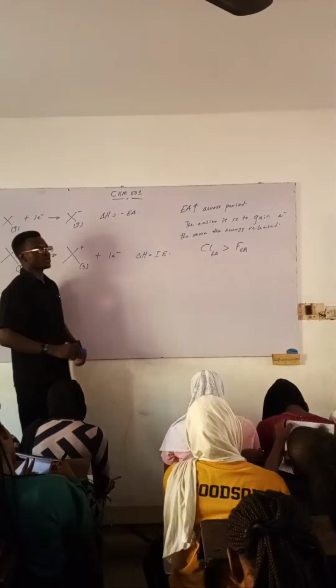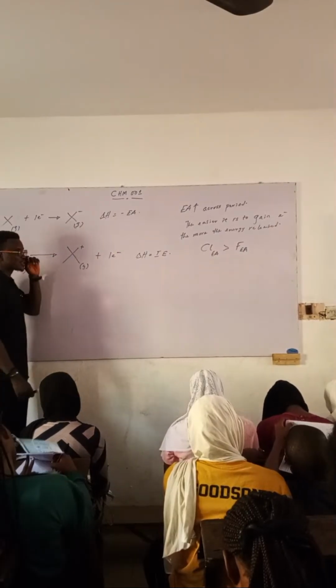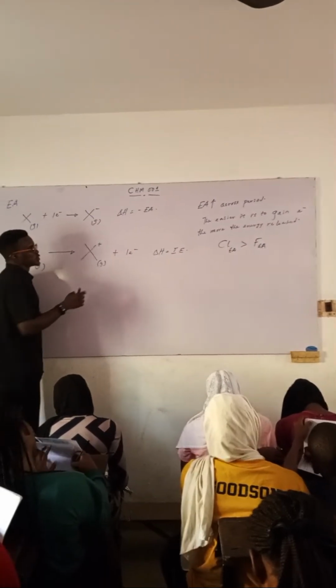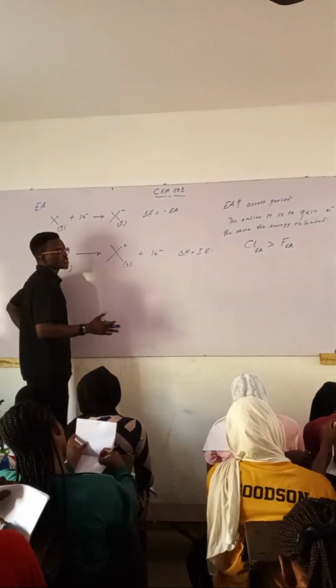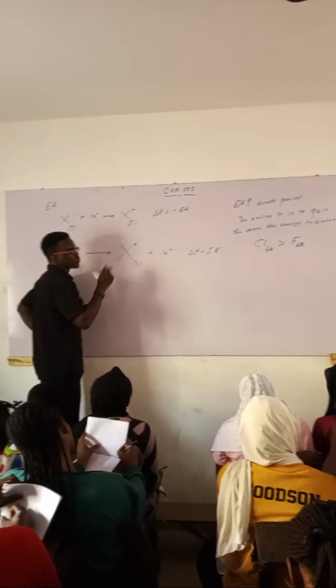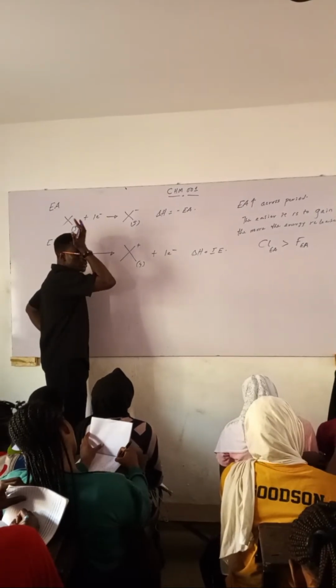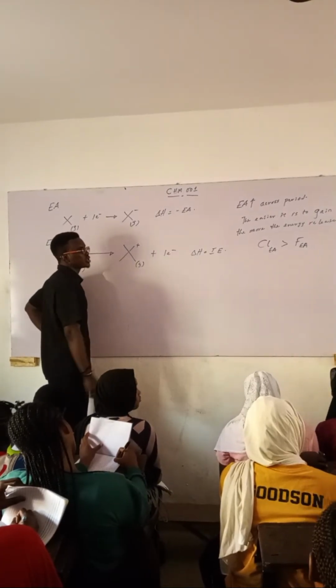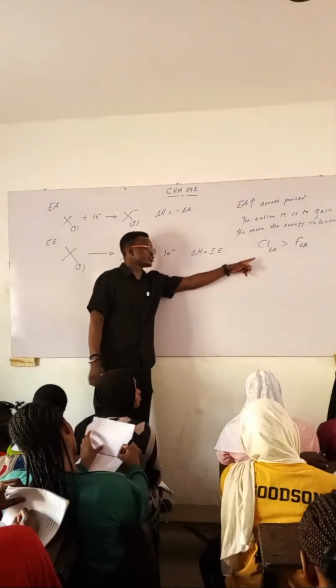So another thing you need to know is that fluorine is more electronegative, but we are going to talk about electronegativity soon. But due to the small size of fluorine, it has less electron affinity than chlorine.